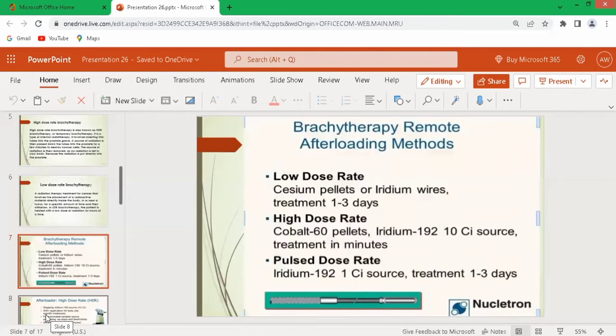Brachytherapy remote afterloading methods: low dose rate, cesium pellets or iridium wires, treatment 1 to 3 days. High dose rate, cobalt-60 pellets, iridium-192, 10 Ci source, treatment in minutes. Pulsed dose rate, iridium-192, 1 Ci source, treatment 1 to 3 days.